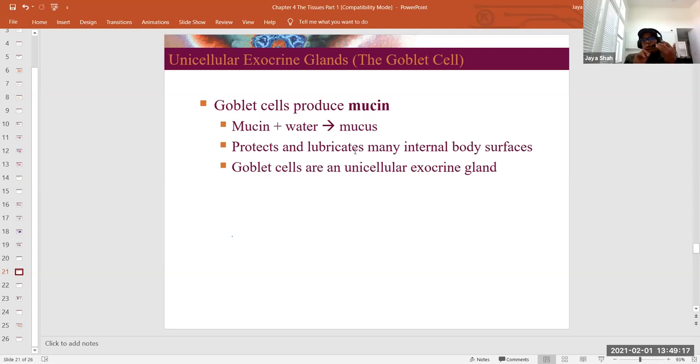Exocrine glands can be one-celled or made up of several cells. If they are made up of one cell, then we call them unicellular exocrine glands. For example, goblet cells. Goblet cells produce mucus. Mucus is made up of mucin and water. So how do you think mucus is produced? The cell has DNA, it has the code. So it comes to the messenger RNA, comes to the rough endoplasmic reticulum and ribosome, and they synthesize mucin, and then add water, it becomes mucus, and then secrete mucus. What does mucus do? It protects and lubricates many internal body surfaces, and goblet cells are a unicellular exocrine gland, as I said earlier.